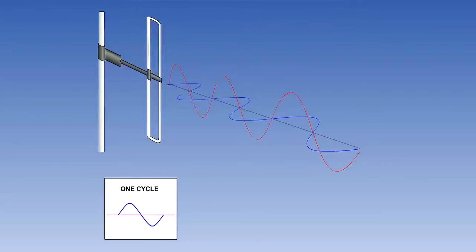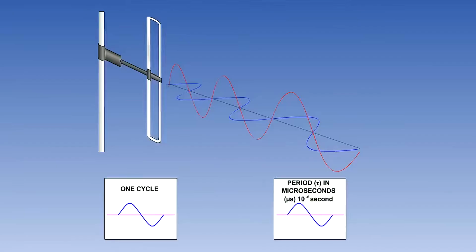Let us now look at some of the characteristics of radio waves, starting with frequency represented by the letter F. We know that electric fields flowing out of an antenna follow a wave pattern, and this is called a sinusoidal wave. Each complete pattern of the wave is called a cycle. The time it takes for each cycle to be completed is called the period, represented by the Greek letter tau.